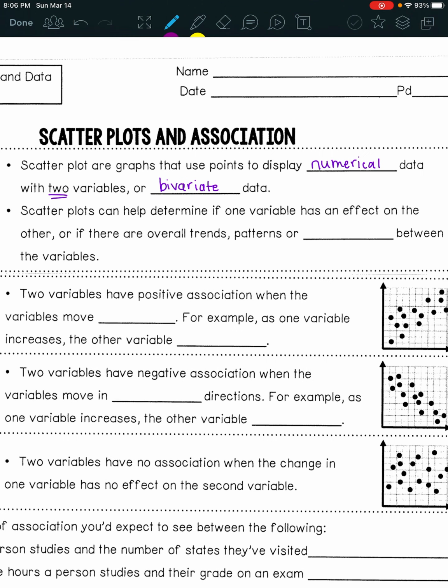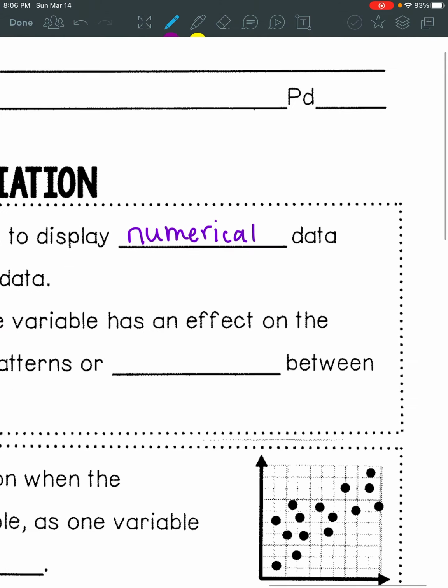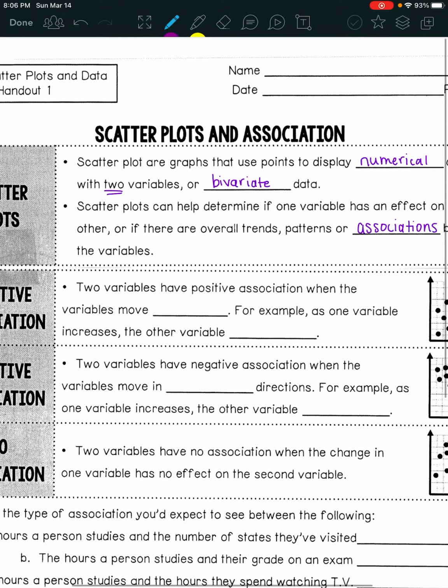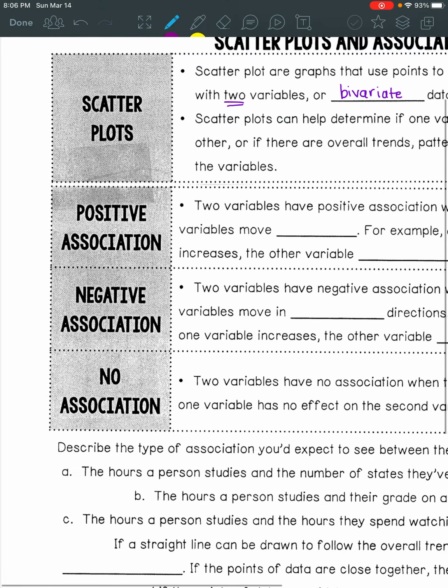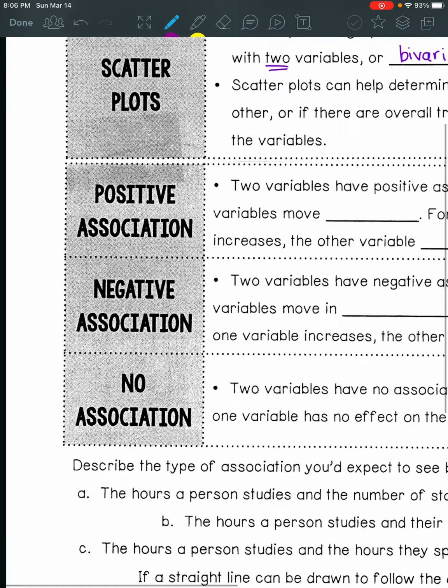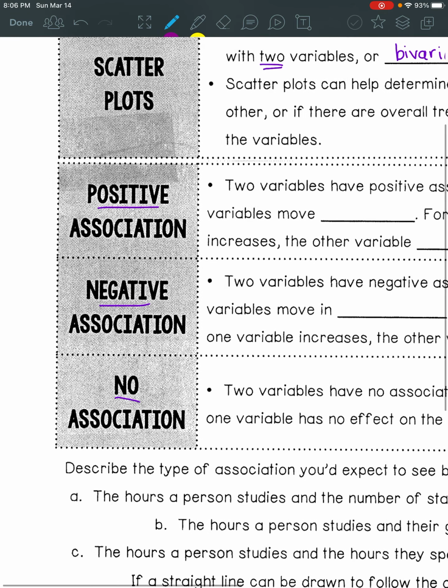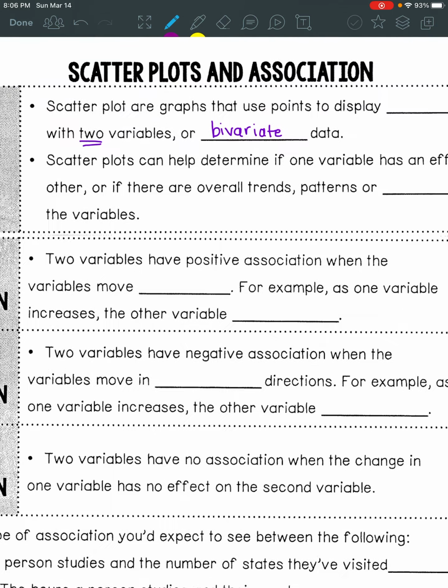Scatter plots can help determine if one variable has an effect on the other. So basically what we're looking for are patterns. We call them trends, we call them correlations, or associations. All of those words mean the exact same thing. So we're trying to look for a pattern between these two variables. The associations or correlations you may see, or trends, patterns, there's three types. We have positive, negative, and then no association, meaning they don't have an effect on each other.